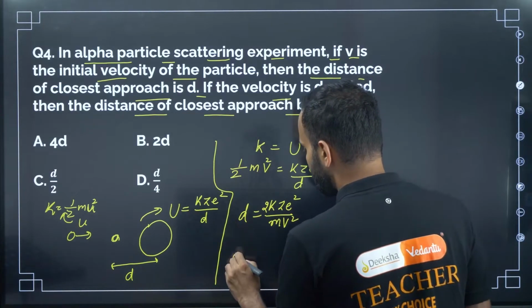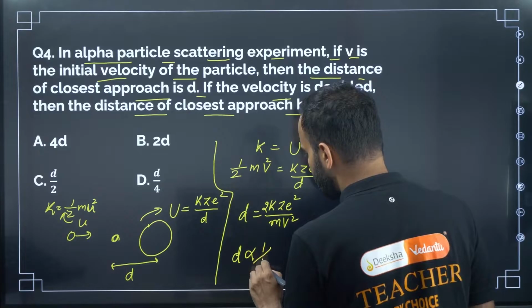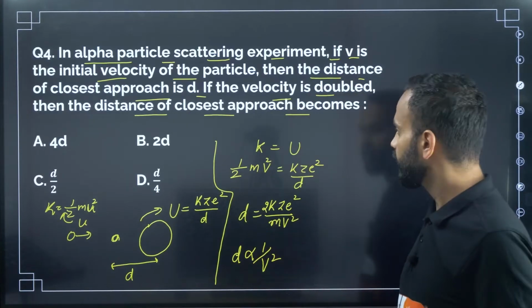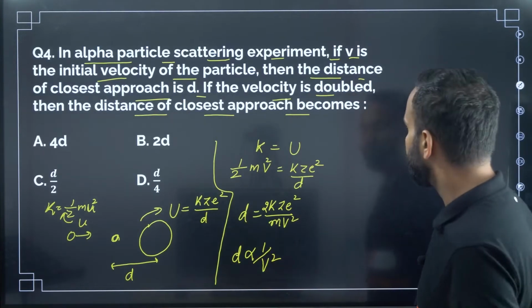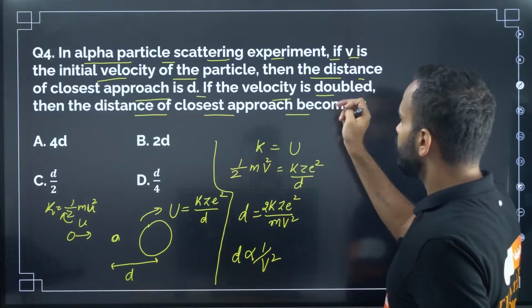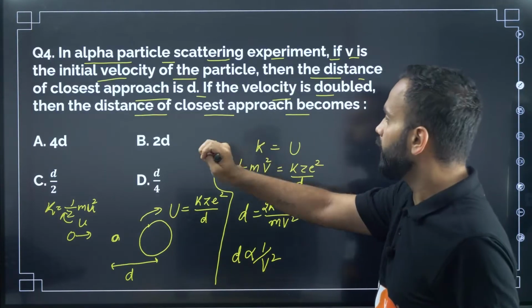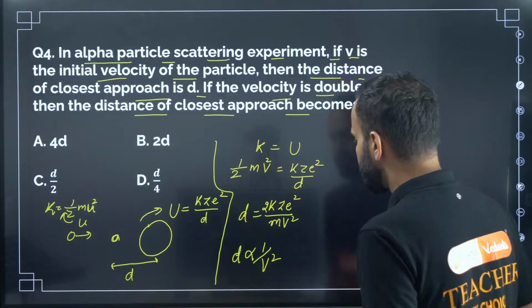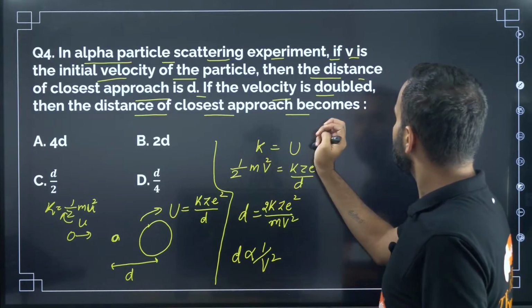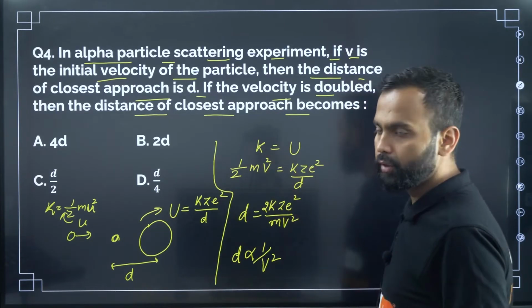So from this I can conclude that d is inversely proportional to v squared. So when the velocity of the alpha particle is v, the distance of the closest approach is d, right? So when velocity is doubled, what is the distance of the closest approach?